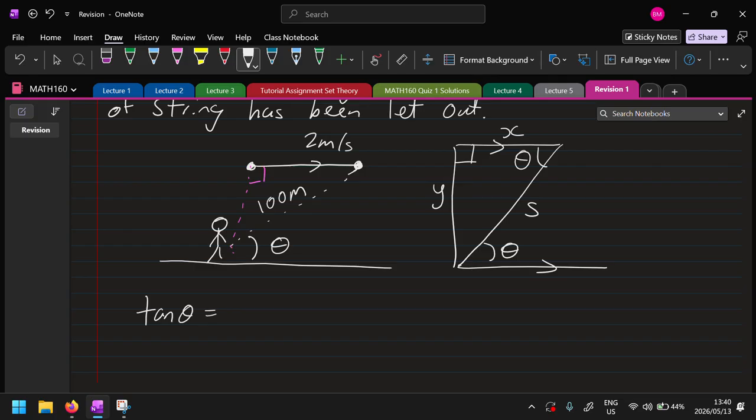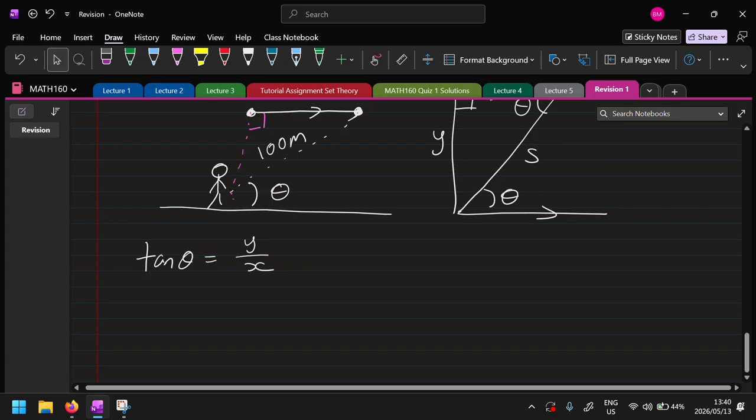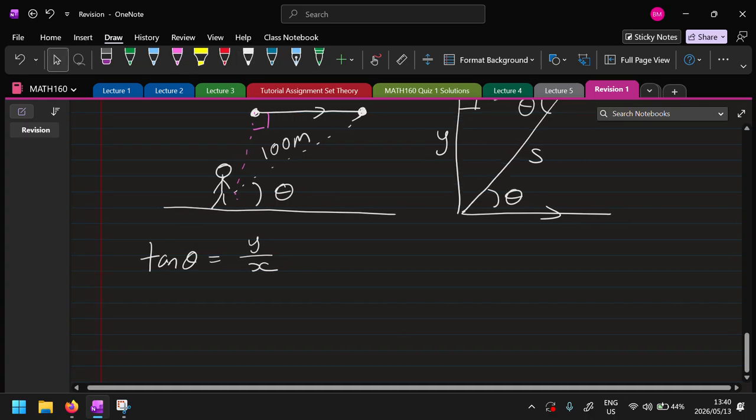Tan theta will be what in terms of those sides? Y over x, opposite over adjacent. Yeah, good. That's all we need, right? So we've got this. We want the rate of change of the angle. There's the angle inside tan. We want d theta by dt. Let's just do the time derivative on both sides. Exactly the same as what we did with the Pythag. We did time derivative on both sides.